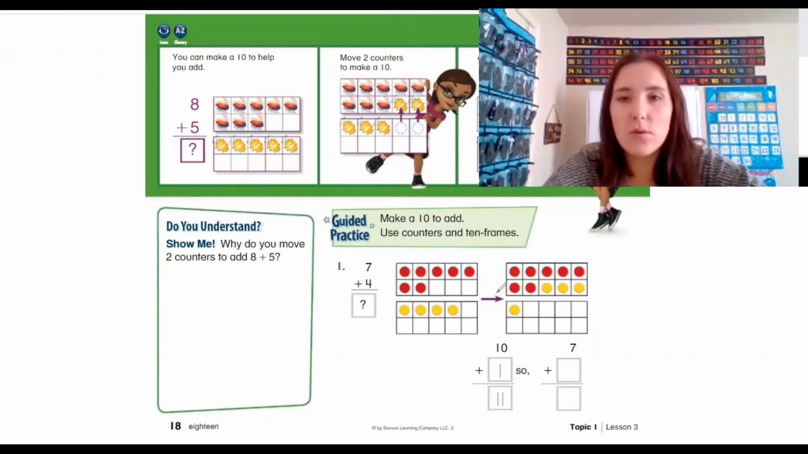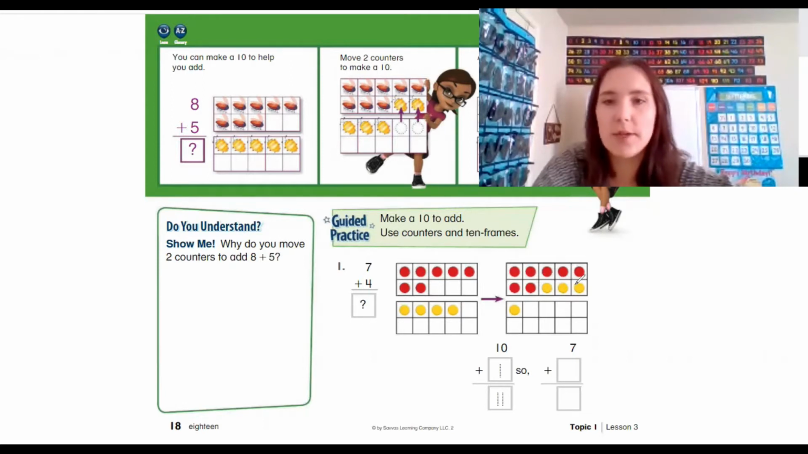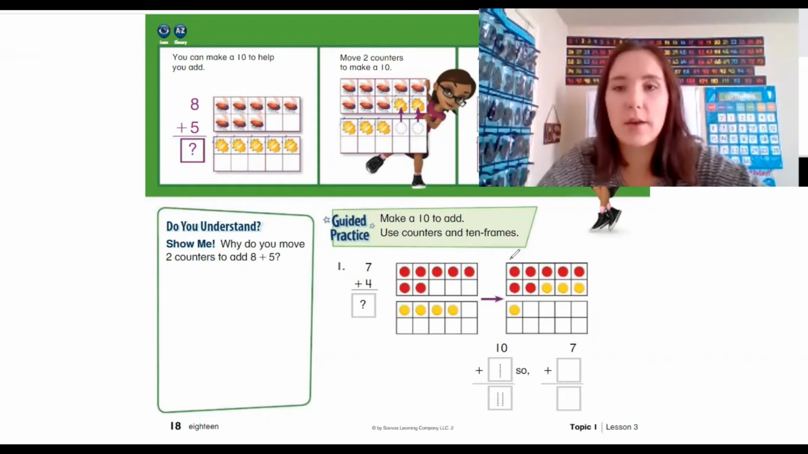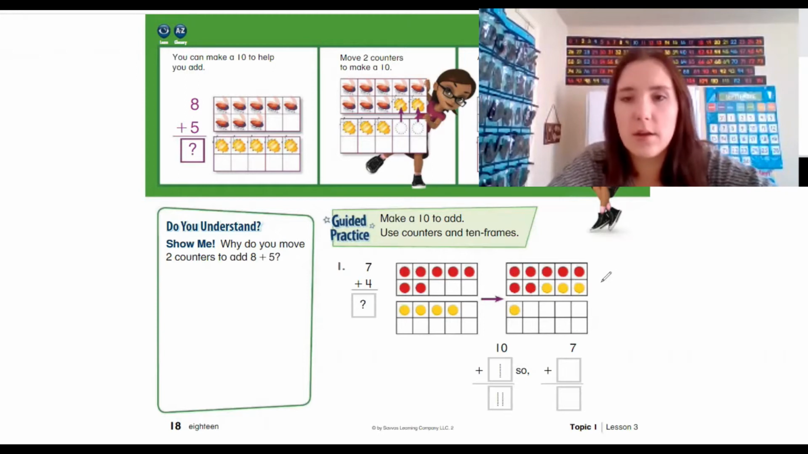Now they moved 3 dots to the top 10 frame, 3 yellow dots to the top 10 frame, so that way the top 10 frame is completely full. It shows 10. Now there's only 1 yellow dot left in the bottom 10 frame. That means that our problem is now 10 plus 1 more, right? So 10 plus 1, well, you know that's 11.